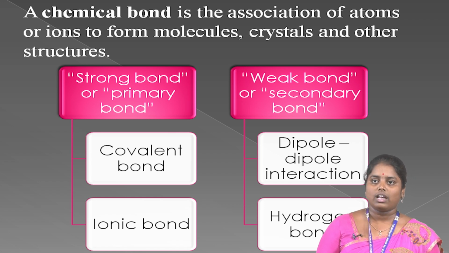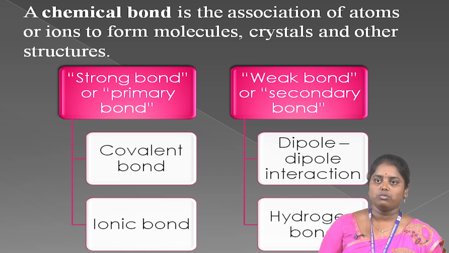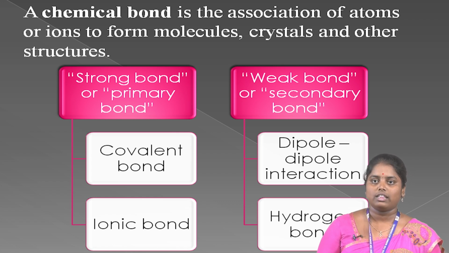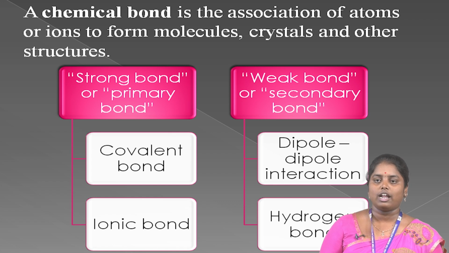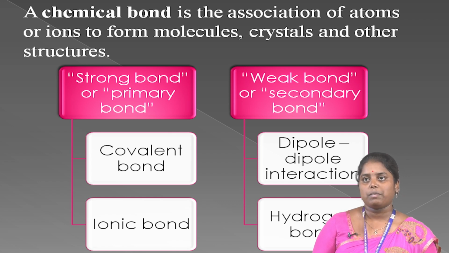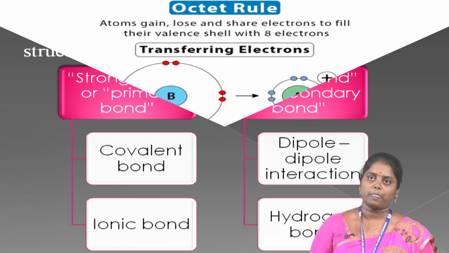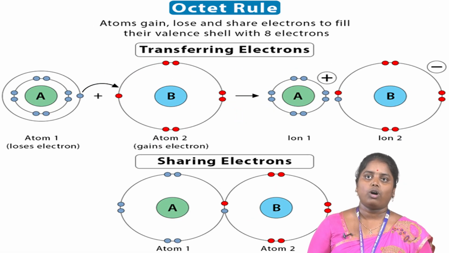The atoms in molecules, crystals, metals, and other forms of matter are held together by chemical bonds, which determine the structure and properties of matter. Now we know what a chemical bond is, but let's see why a chemical bond is formed or needed in the first place. The reason for that is the octet rule.